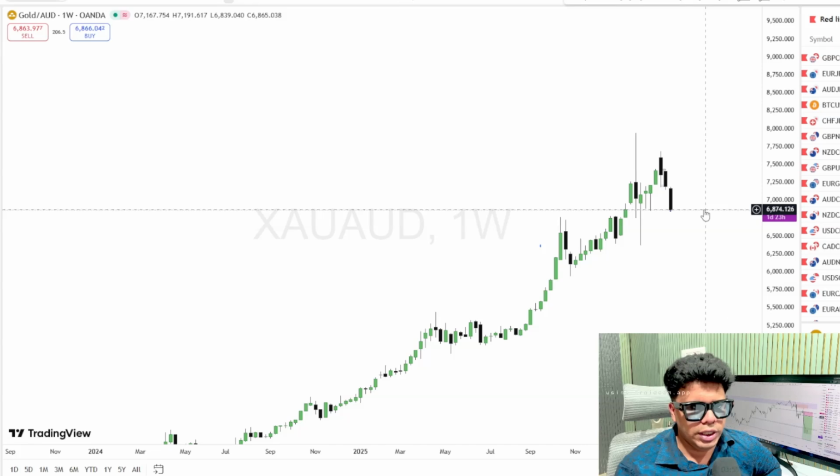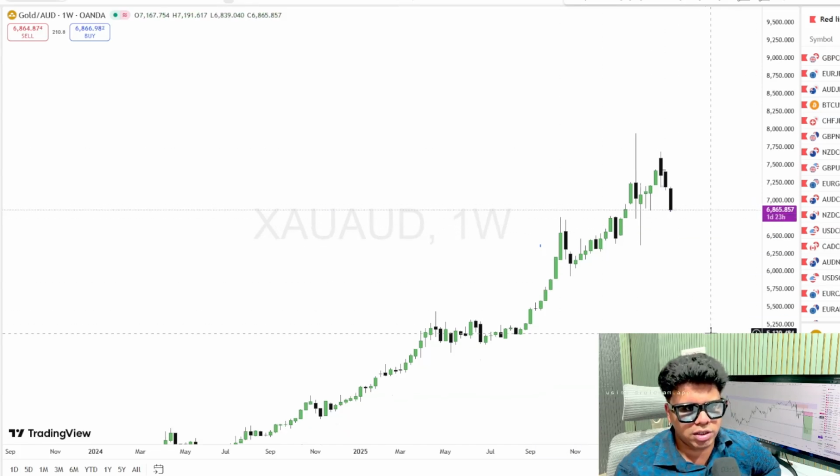Anyway, on this right side we can see the price range. The current market price is 6,865. It's going to move within minutes, within seconds. You can see the price fluctuations, price movements at the right side. So the right side of TradingView is going to show you the prices.